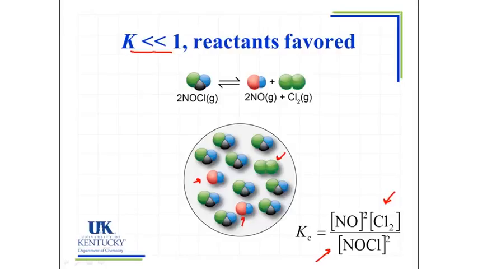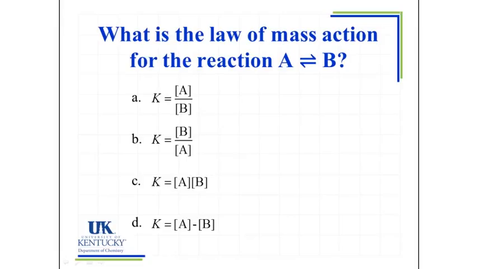Now, every reaction has its own K value, and that can be affected by a variety of factors. What we're worried about right now is how I can set up the law of mass action and how I can calculate the value of K. So let's look at an example here. What is the law of mass action for the reaction of A to B?